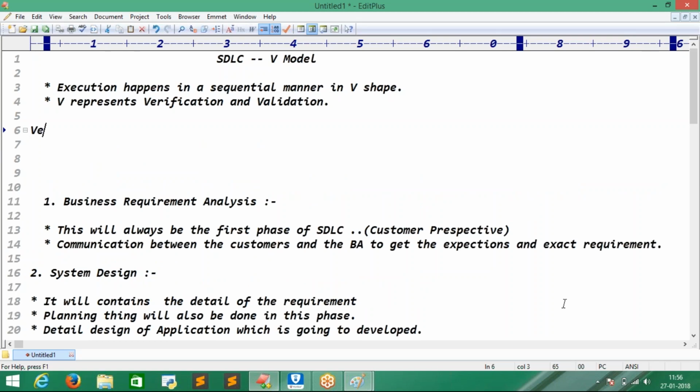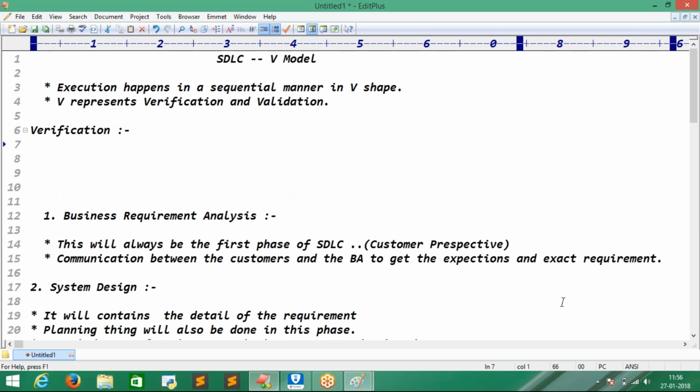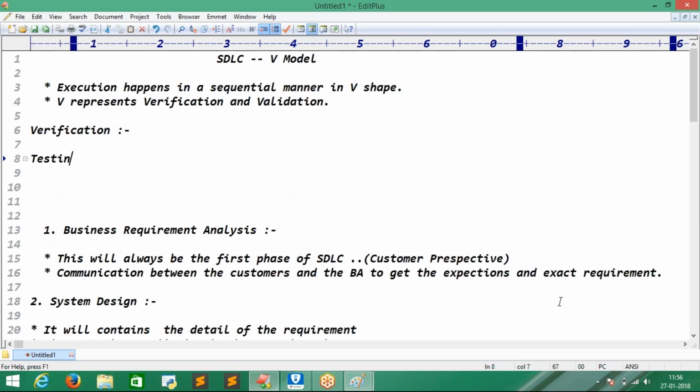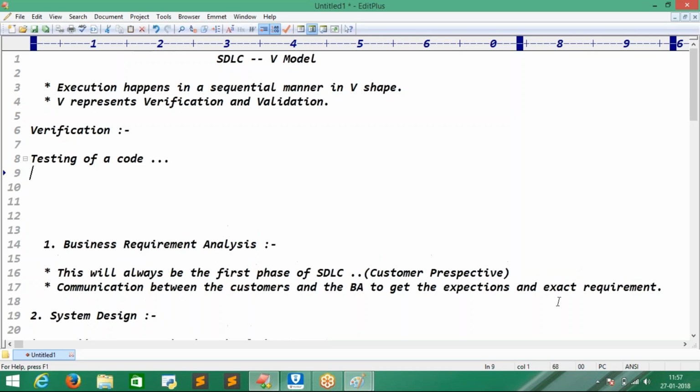When I'm saying verification, what do you mean by verification? Verification is also testing, validation is also testing. So who will do the verification, who will do the validation, and what is what? Verification means testing of the code. Always remember, guys, verification means the testing of the code.